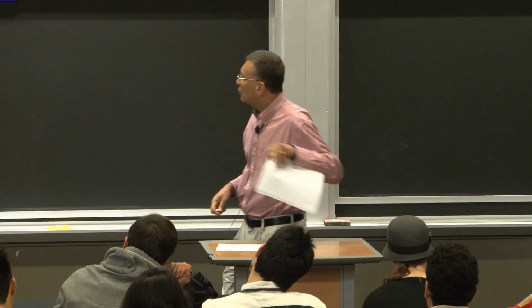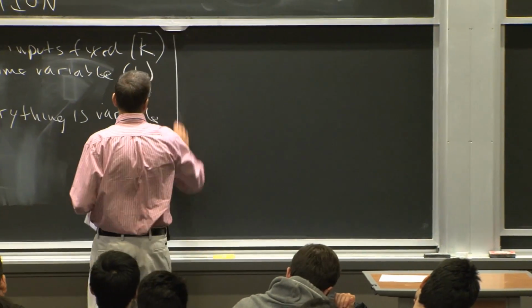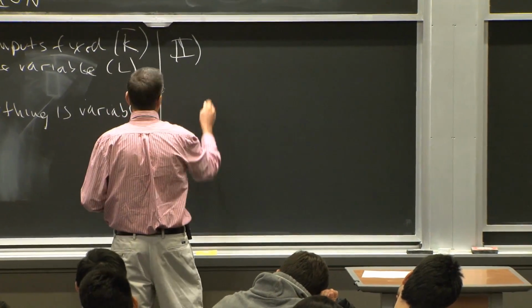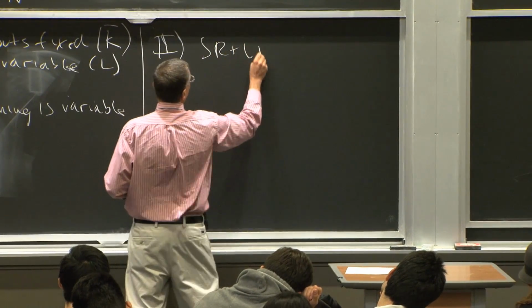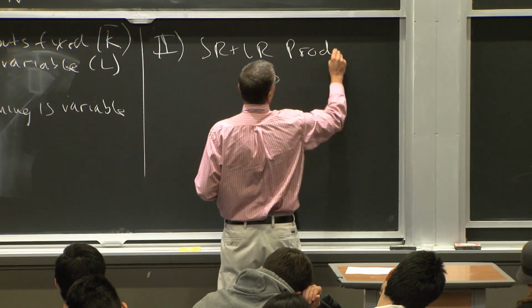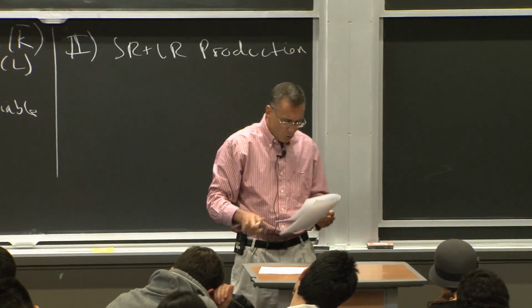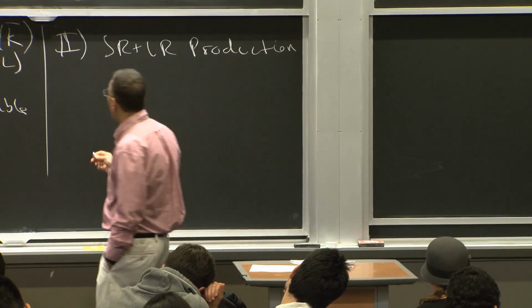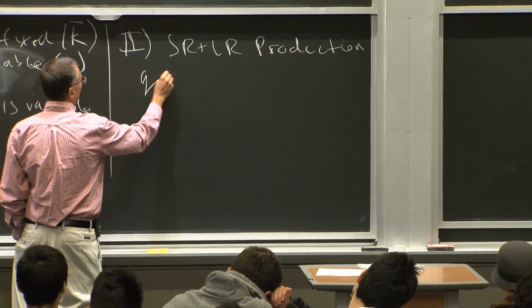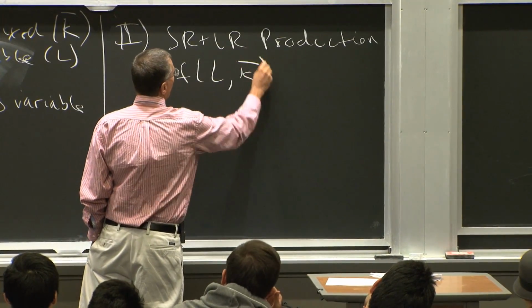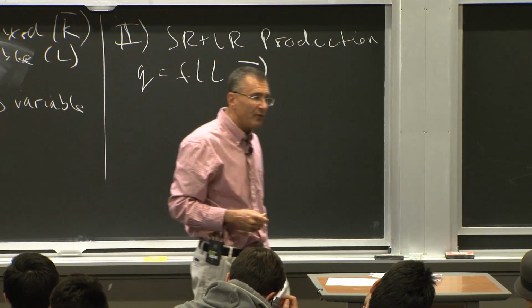Okay, so now let's talk about short-run and long-run production based on this function. In the short run, as I said, you have this production function, which is Q equals F of L and some fixed K bar. In the short run, there's some fixed K bar.